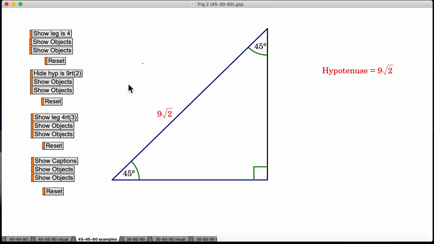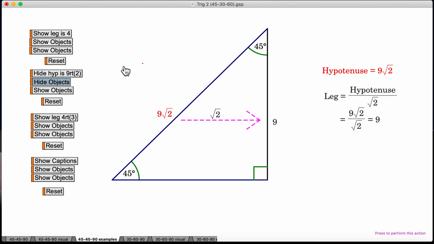So let's see here. Suppose the hypotenuse is 9 root 2. See, the hypotenuse is 9 root 2. So now if I want to go to the leg, I would simply divide by root 2. So now one of the legs is 9, obviously. You divide 9 root 2 by root 2, you get 9. And then the other leg is obviously 9 also. So you can get that information.